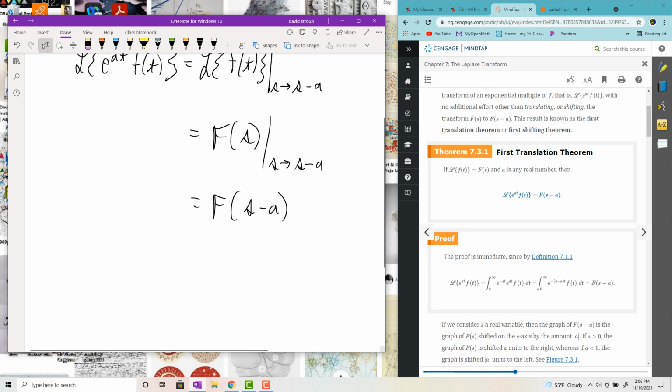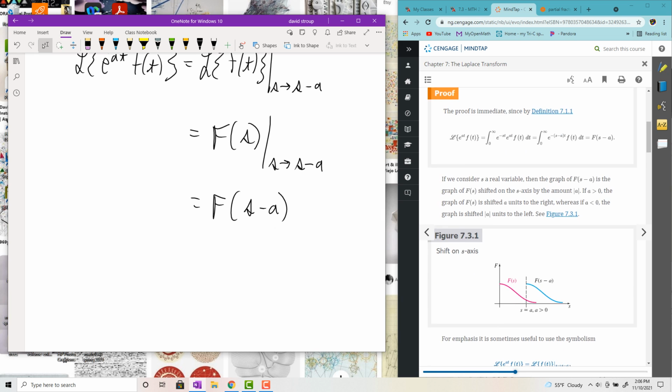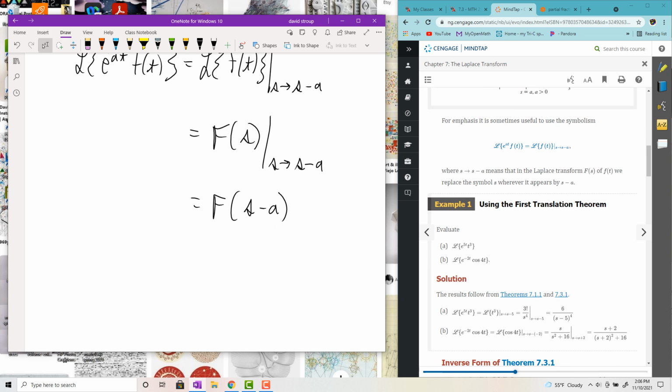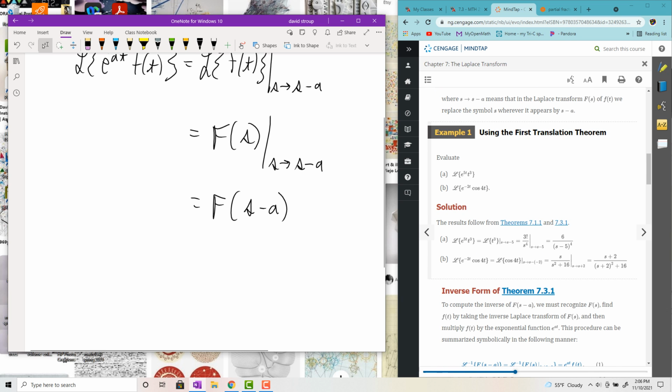Okay. All right, so it's pretty simple. The proof is pretty simple. You're just doing a substitution, basically. Visually, you could see it as a shift of the original transform on the s-axis over by a. Let's look at example 1.